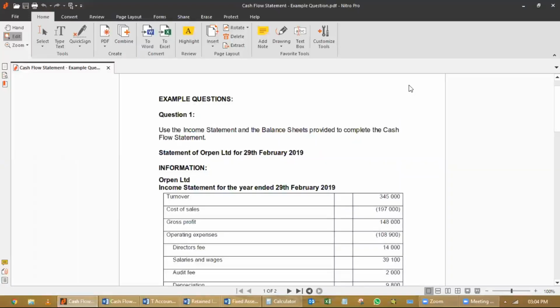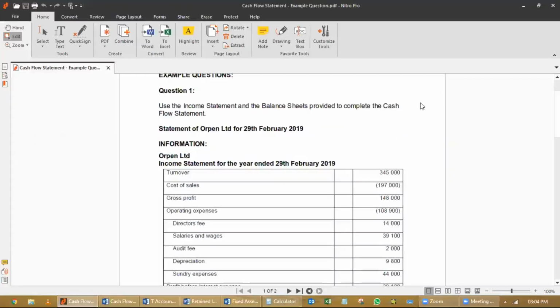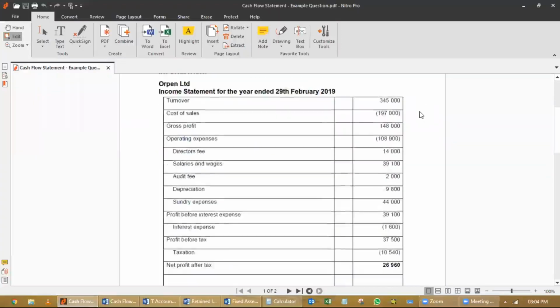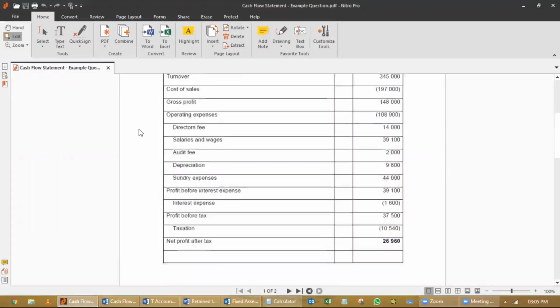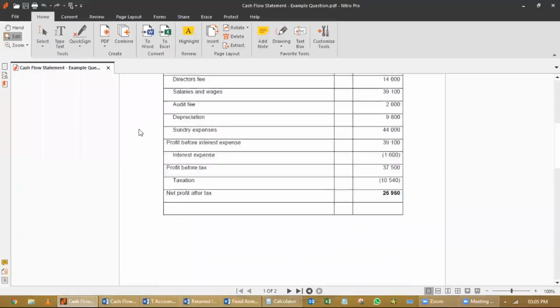The whole point of doing the first two financial statements that we did in term 1 is so that you can use that information to do the cash flow statement. So let's look at the information that they've given us. First off, they've given us an income statement. You are very familiar with this income statement. It's an income statement you've done plenty of times. So they've given us that.